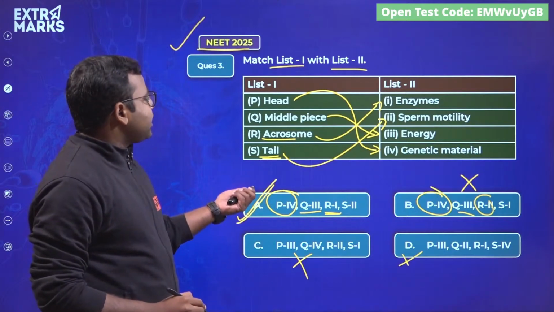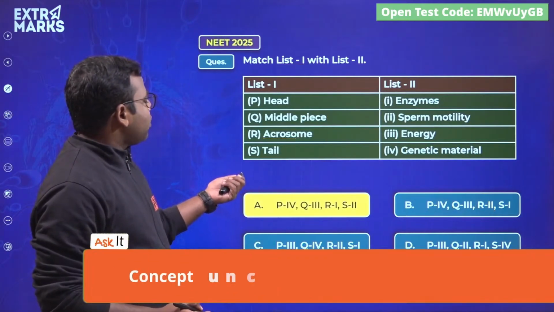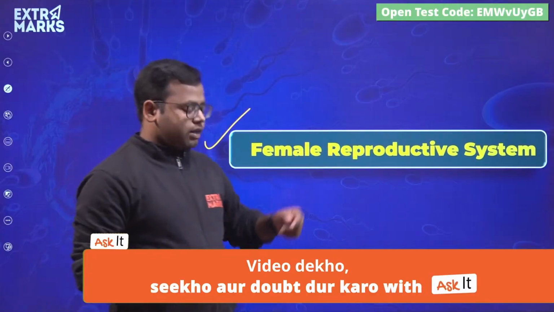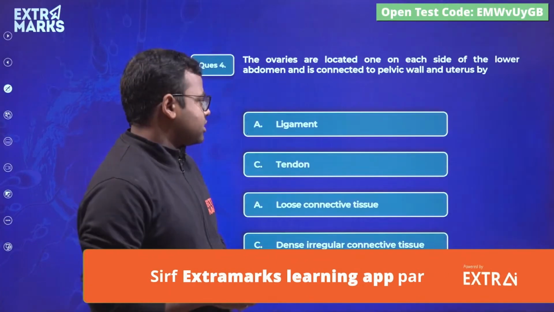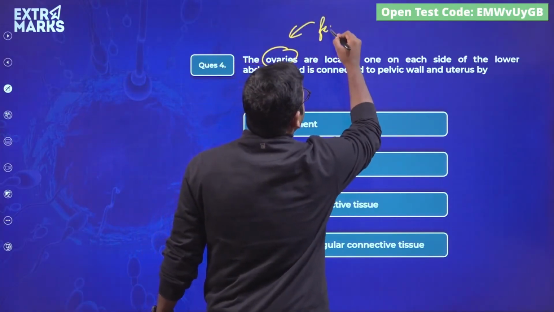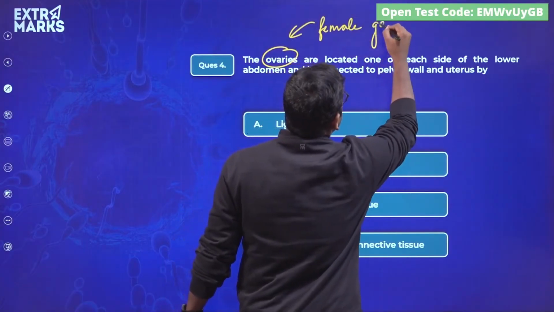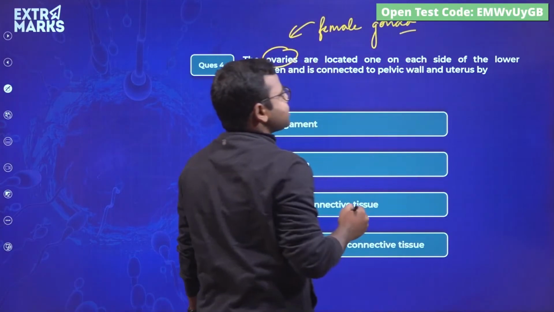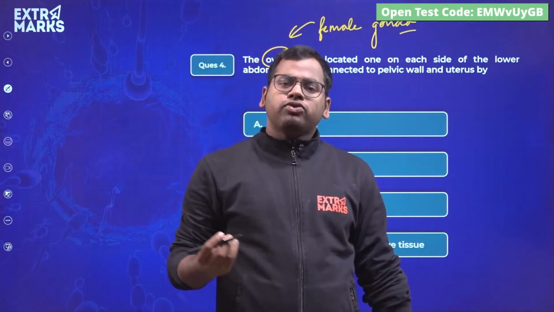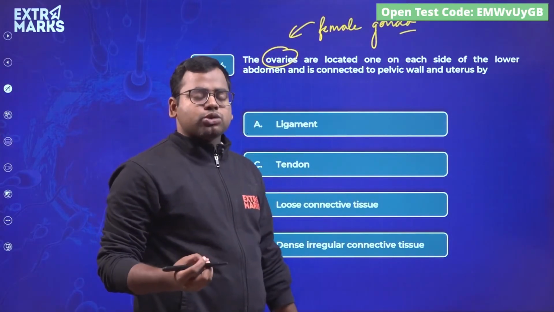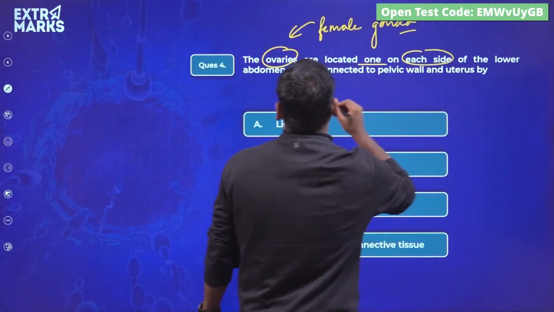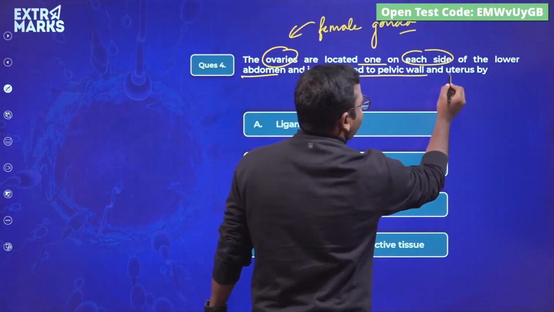Right? Moving ahead, champions, this is the next question on your screen. The next question will be from the topic female reproductive system, right? From here, many questions are being asked. Let's have the first question. Ovaries are basically the female gonad, where oogenesis is happening and the female sex hormones are being secreted. Estrogen, progesterone, right? The ovaries are located one on each side of the lower abdomen and are connected to the pelvic wall and uterus by.